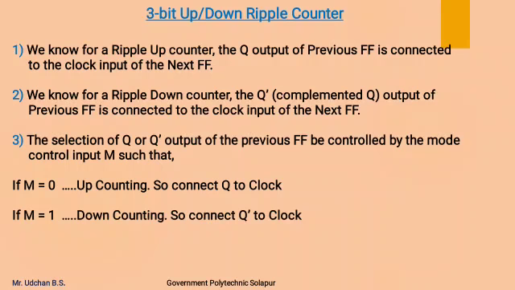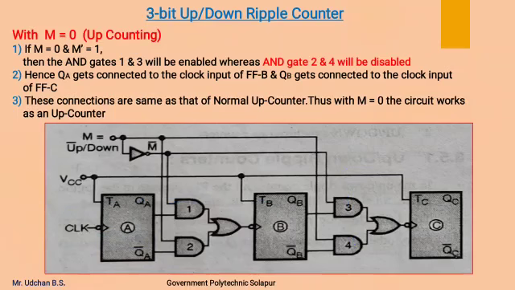So the selection of the Q or Q complement output of the previous flip-flop is controlled by the mode control input M, such that if M is 0, the counter should count in the up direction. So we have to connect the Q output of the previous flip-flop as the clock input to the next flip-flop. If M is 1, the counter should operate as a down counter. In that case, the Q complemented output of the previous flip-flop should be connected as clock input to the next flip-flop. Now we will see how this is possible.